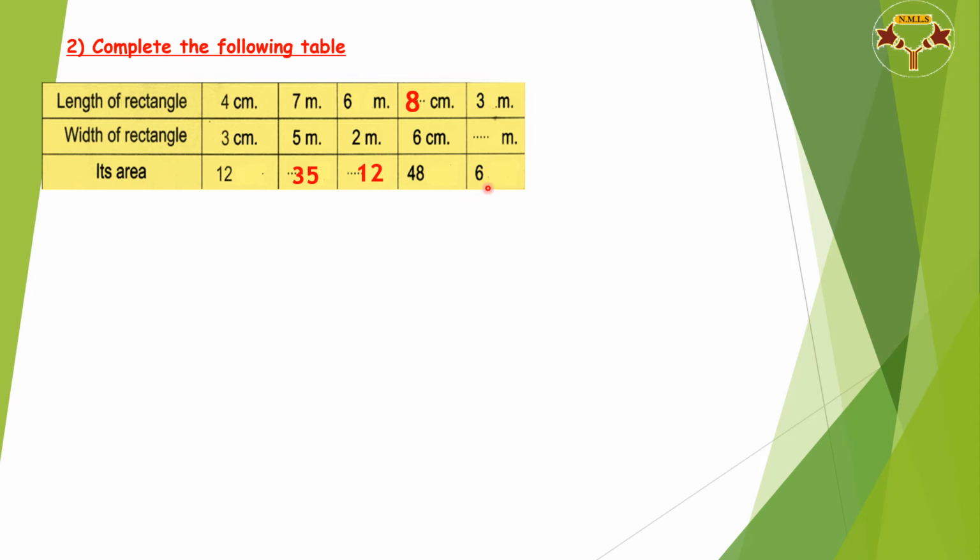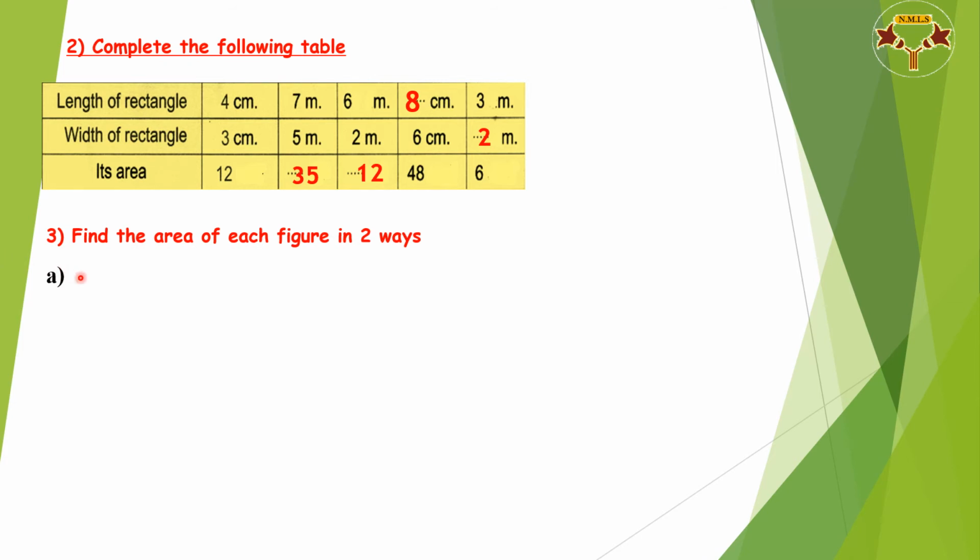Number 5, here we have length equals 3 meters and area equals 6. We know that area equals length times width. Then we will ask ourselves, what is the number? If I multiply it by 3, I will get 6. From table 3: 3, 6. How many fingers? 2. Then the answer will be 2.